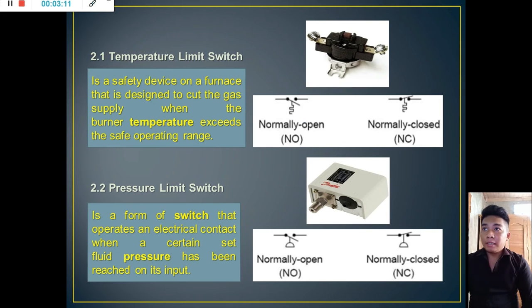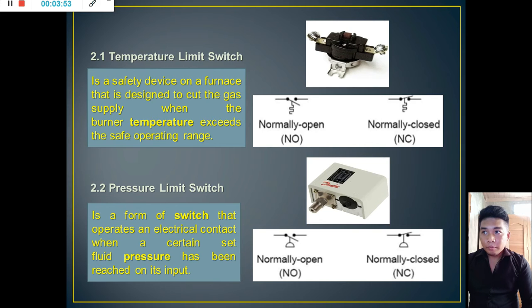Temperature limit switch is a safety device on a furnace that is designed to cut the gas supply when the burner temperature exceeds the safety operation range. So this is a safety switch which cuts off the connection if the temperature increases. So when the temperature rises, it automatically breaks the connection or the supply. The pressure limit switch is a form of switch that operates an electrical contact when a certain set pressure of fluid has been reached on its input.